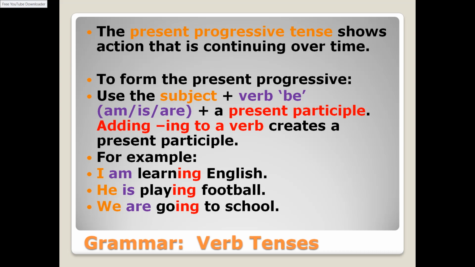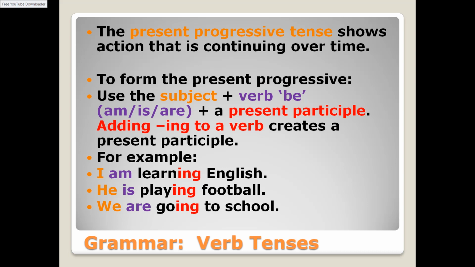So how do you create a present progressive tense of a verb? By adding ing to the verb, followed by the verb be. Verb be, that is either of the words am, is or are. So the verb be followed by a present participle makes it a present progressive tense.